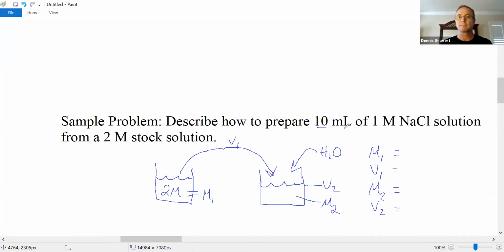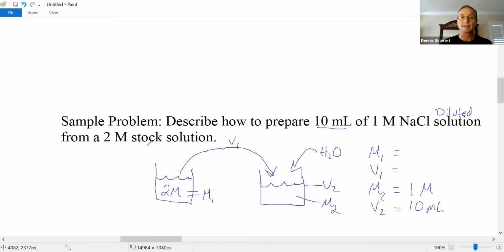Okay, so what's the 10? That's the final volume of the dilution, the diluted solution. That's what we want to prepare. 10 milliliters total volume, our V2 is 10. And this diluted solution, we need it to be 1 molar.